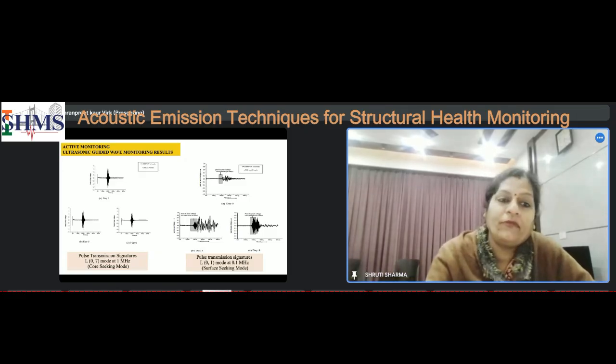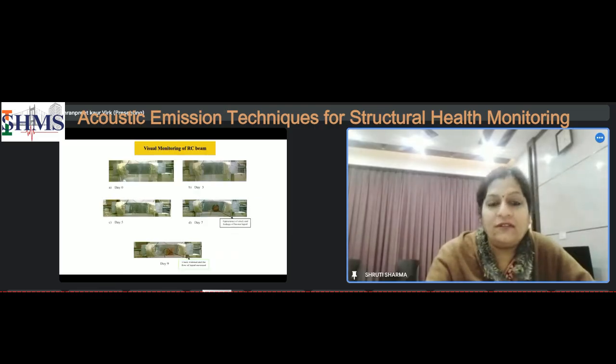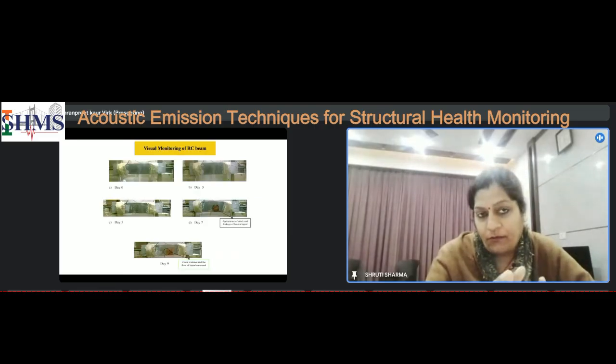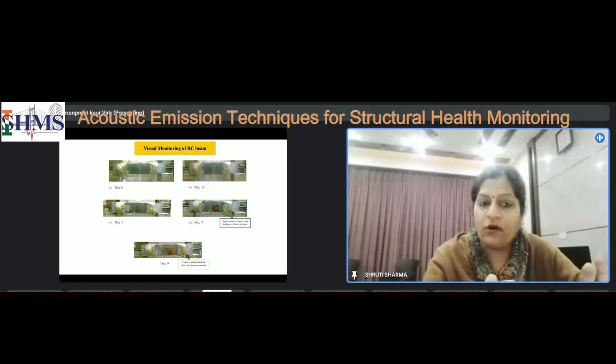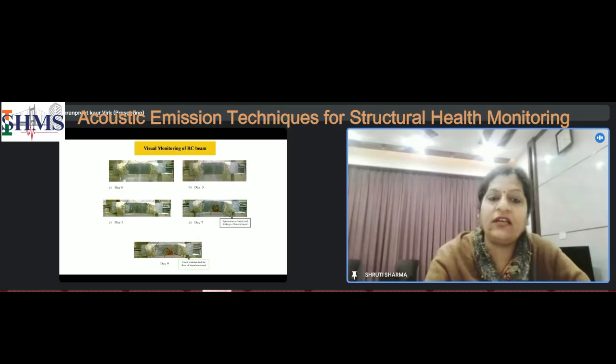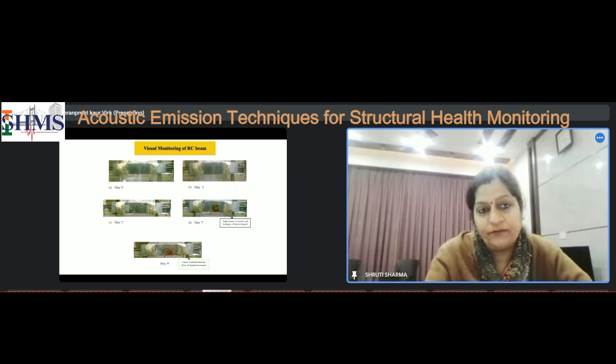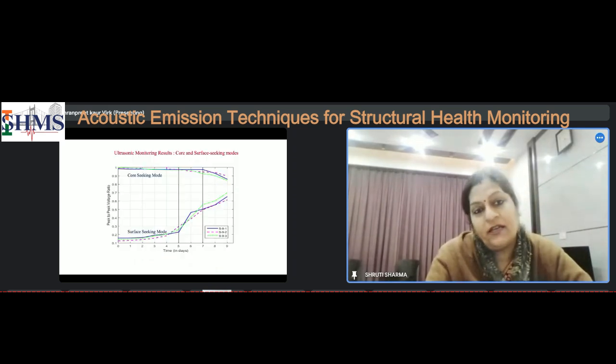Next, please. So this is the picture of the beam at various stages. Day zero means a healthy beam. The tape shows where the acoustic sensors have been put. If you only look visually, we will not be able to see anything until 7 days. The corrosion is very high, at 30 volts it was done. Next, please. And similarly we plotted those, to see what happens.